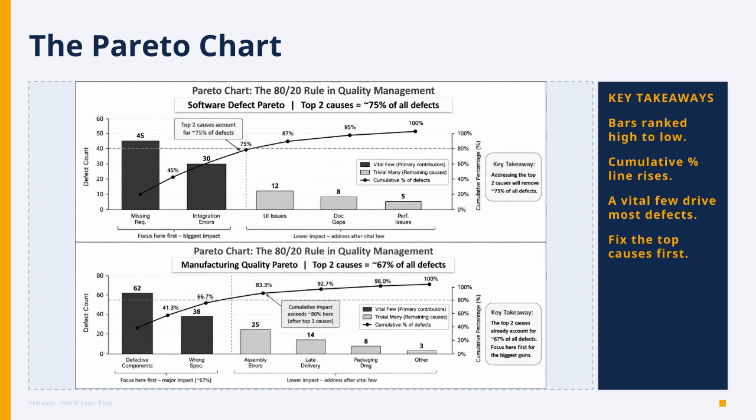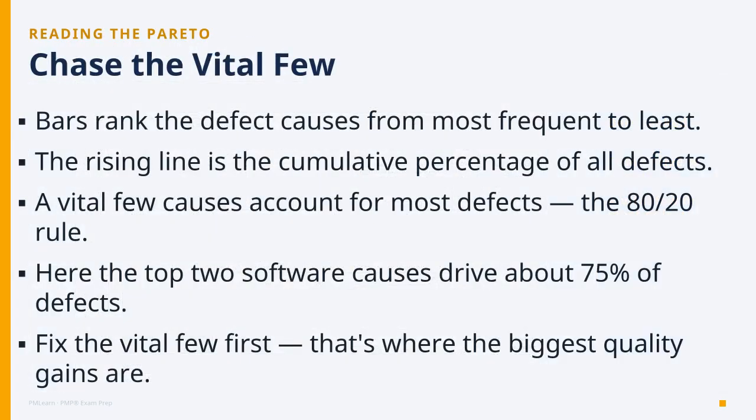Let's read it more slowly. Reading the Pareto, chasing the vital few. Three moves. First, read the bars. They rank your defect causes from most frequent to least frequent, left to right. Second, read the line. It's the cumulative percentage of all defects, so at each bar it tells you what share of the total you've accounted for so far. When that line crosses roughly 80%, you've found your vital few. Everything to the left is where the damage is concentrated.